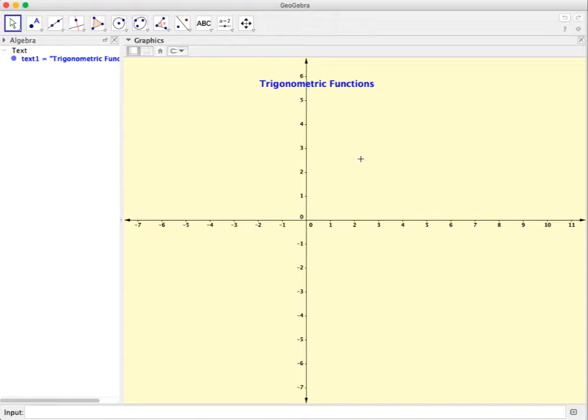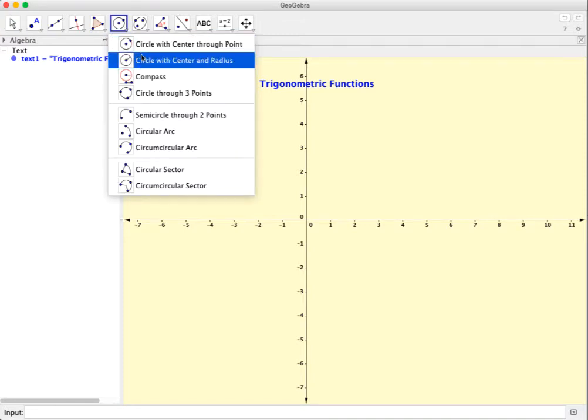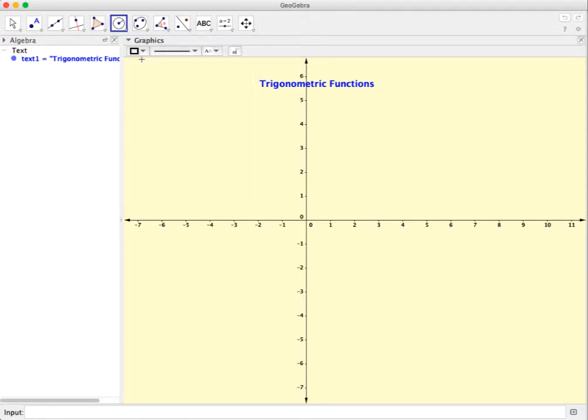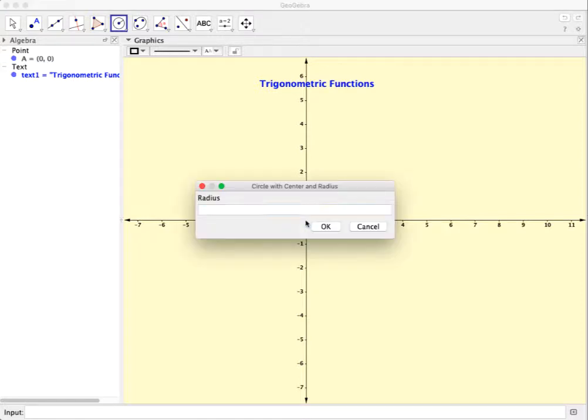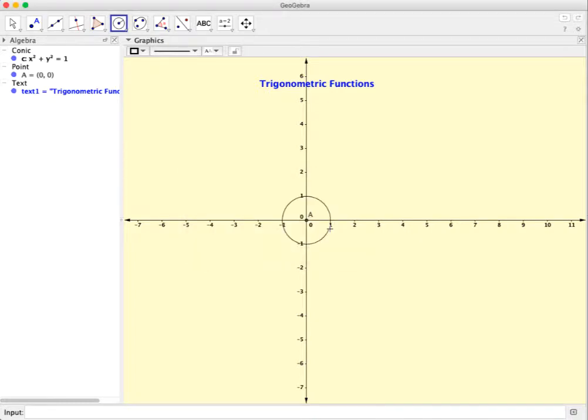plotting a unit circle. So for that, let's take the circle tool. Circle with center and radius. Center is going to be the origin. So I'm going to click at the origin and pick the radius to be 1 unit. There we have our circle.